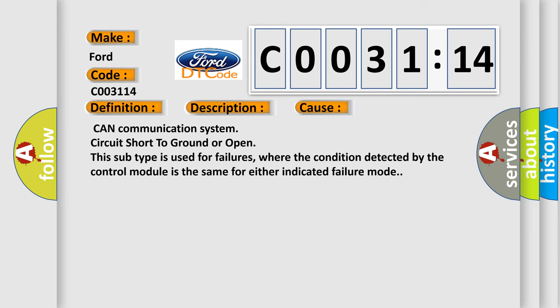This diagnostic error occurs most often in these cases: CAN communication system circuit short to ground or open. This subtype is used for failures where the condition detected by the control module is the same for either indicated failure mode.